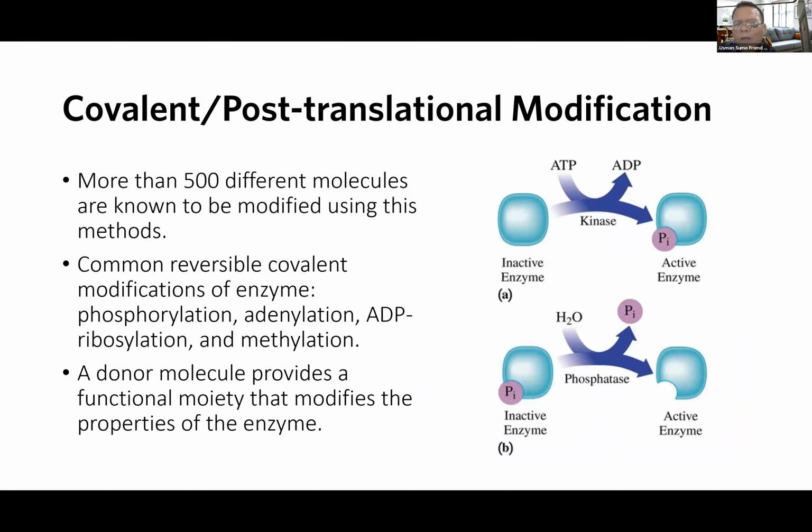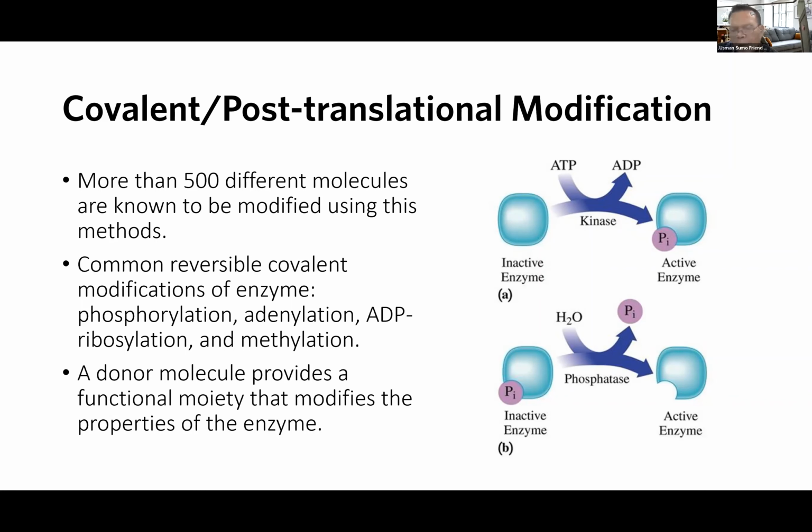Covalent post-translational modification. Nowadays, more than 500 different molecules are known to be modified using this method. Common reversible covalent modifications of enzymes are phosphorylation, adenylation, ADP ribosylation, and methylation. A donor molecule provides a functional moiety that modifies the property of the enzyme.